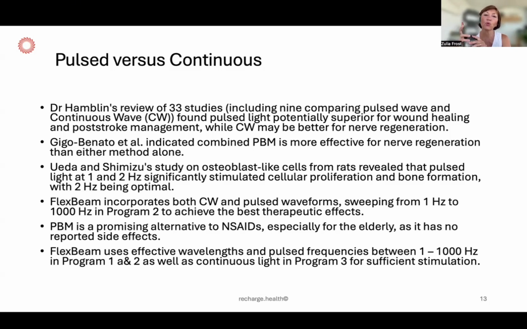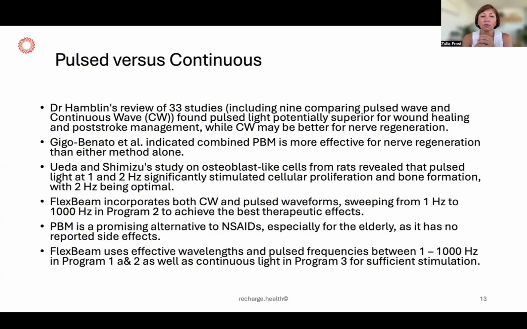FlexBeam incorporates both continuous, that's what you get in program 3, and pulse. And pulse we have in both program 1 and program 2. And sweeping between, actually, this is a mistake, between 10 to 1000 hertz, to achieve the best therapeutic effect. So with this knowledge, you should know that if you combine continuous wave and pulse wave, you might get a better therapeutic effect because they have different physiological impacts.